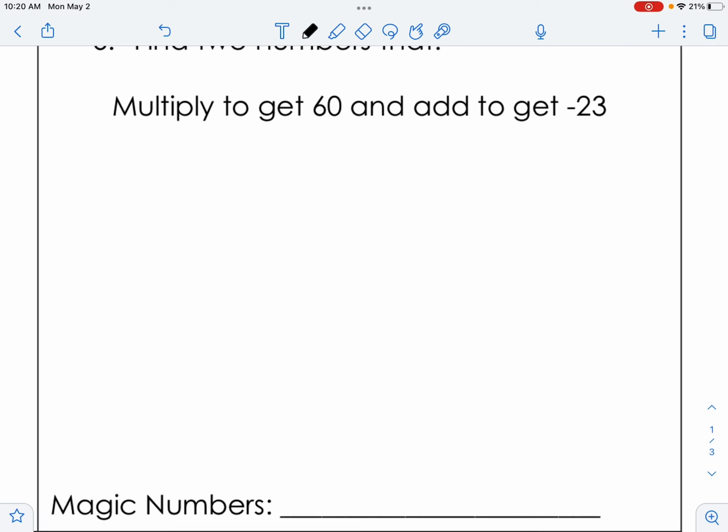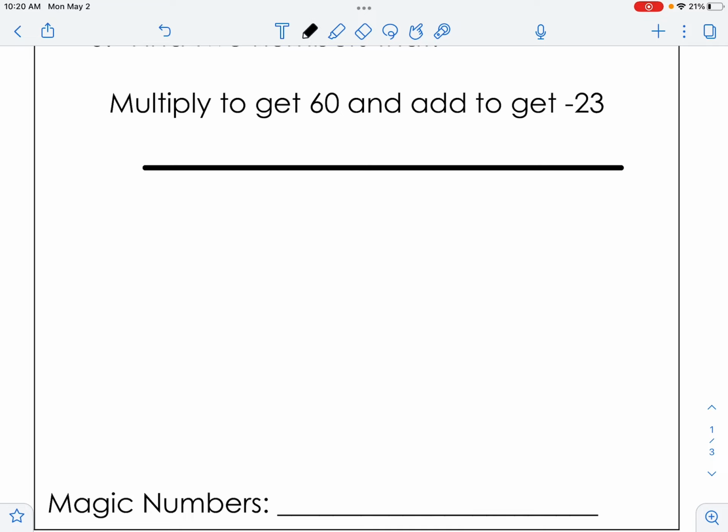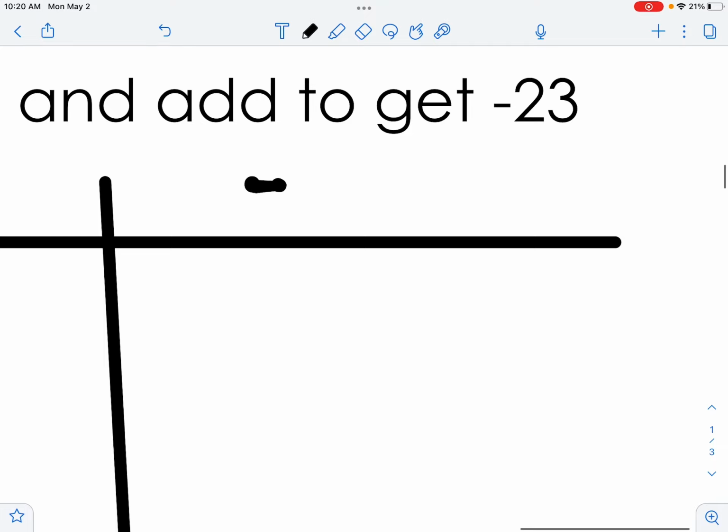Now, my last one is kind of a combination of everything together, all right, but just maybe a little bit different. So here we go. I'm going to find two numbers that multiply to get 60, a positive 60, but add to get a negative 23. And here's what I have to remember.